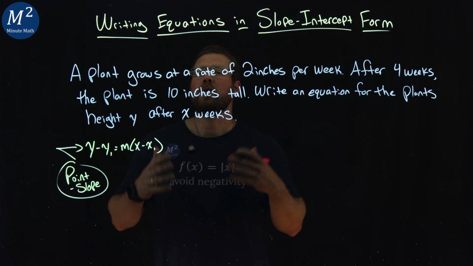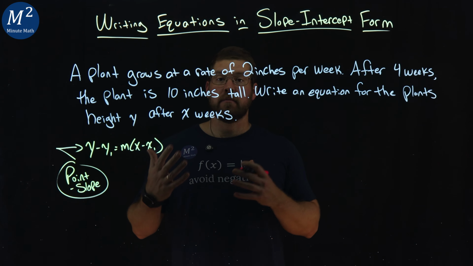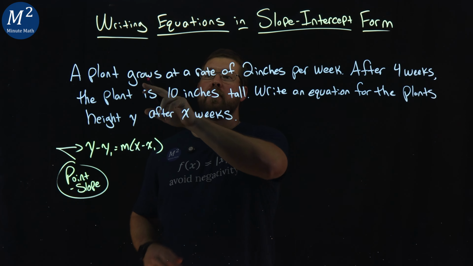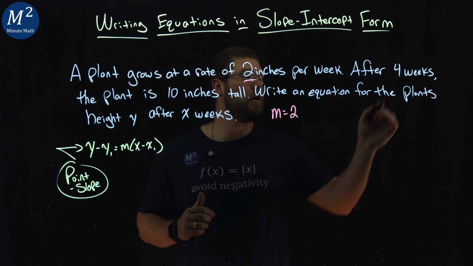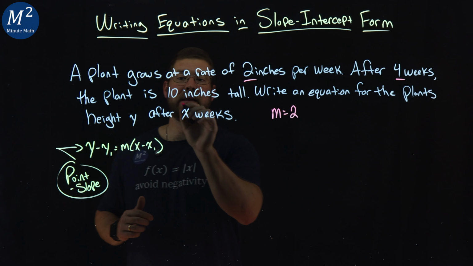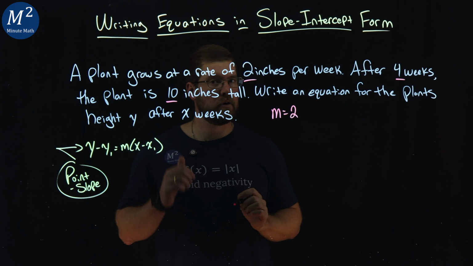Okay, what can we get from this? Well, we're given some numbers. A plant grows at a rate of 2 inches per week, right? So that rate tells us that this is going to be our slope. Our m value here is 2 inches per week. The next key information they tell us is that after 4 weeks, the plant is 10 inches tall.